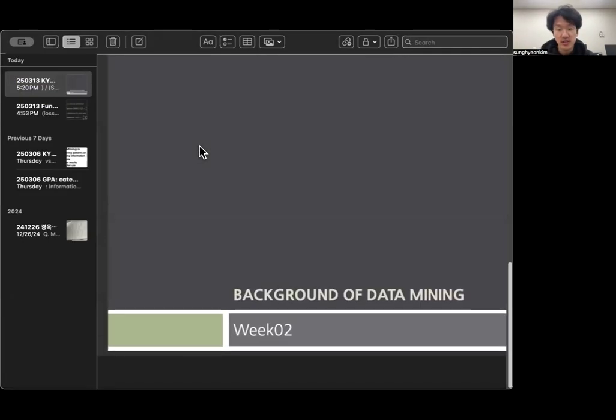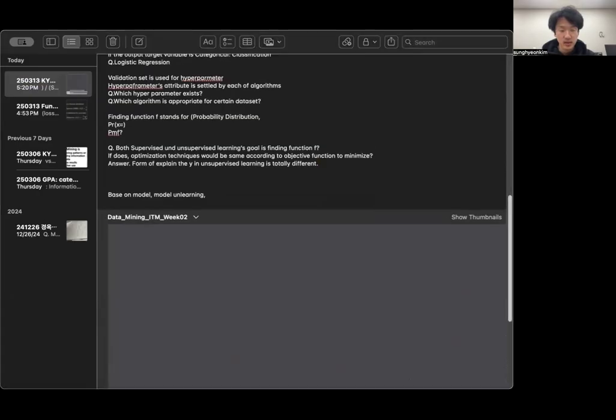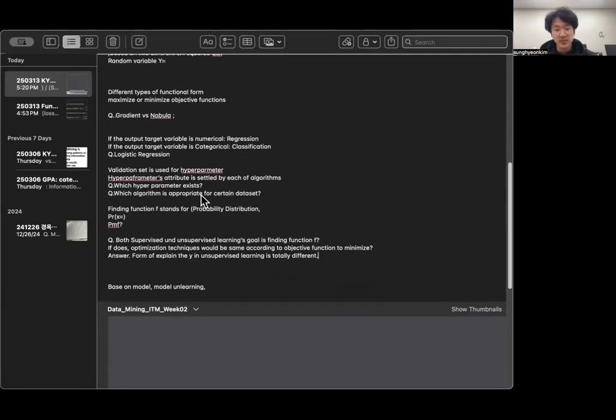If the output target variable is numerical, then it's regression. If not, then it's classification. And if you think of logistic regression, it is regression, but what people actually want to do is classification. And validation is used for hyperparameters. Hyperparameter attributes differ for each of the algorithms. And for unsupervised learning, there are clustering, dimensionality reduction, and association rule.